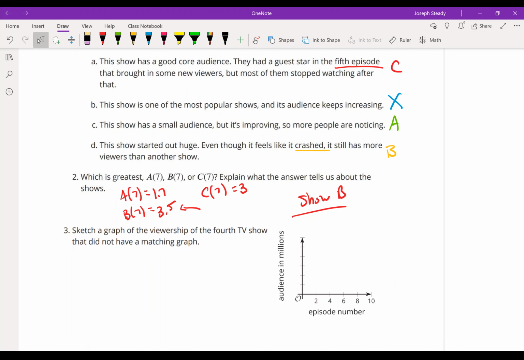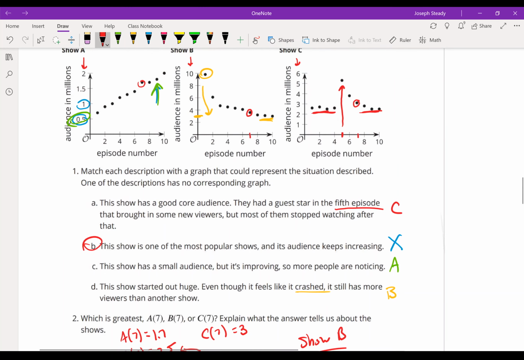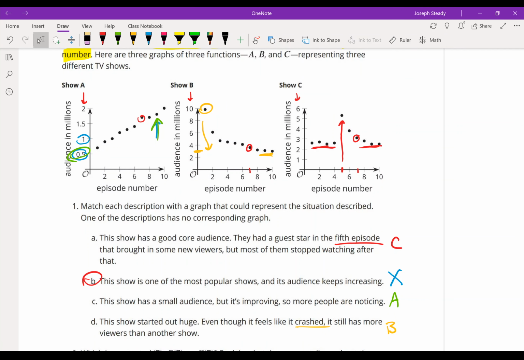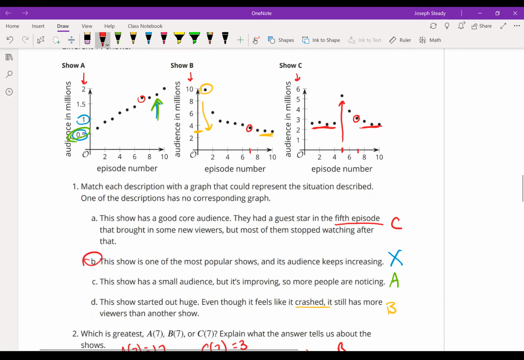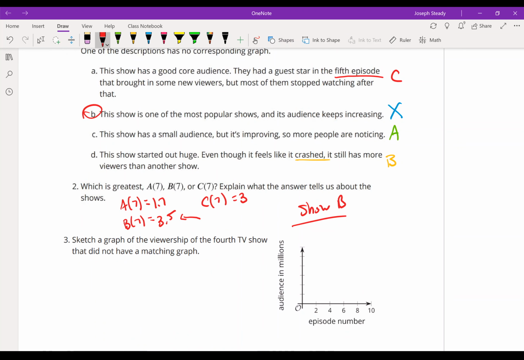The third part of this problem asks us to just now sketch a graph for the one that we didn't match up in part 1. So in other words, sketch a graph for description B. So this show is one of the most popular shows and its audience keeps increasing. Well, if it's one of the most popular, I'm going to steal the y-axis from show B, which is really, really popular. So I'm going to go 2 million, 4 million, 6, 8, 10.